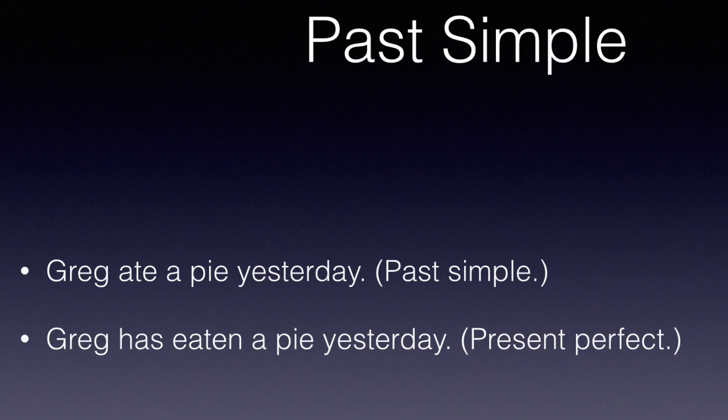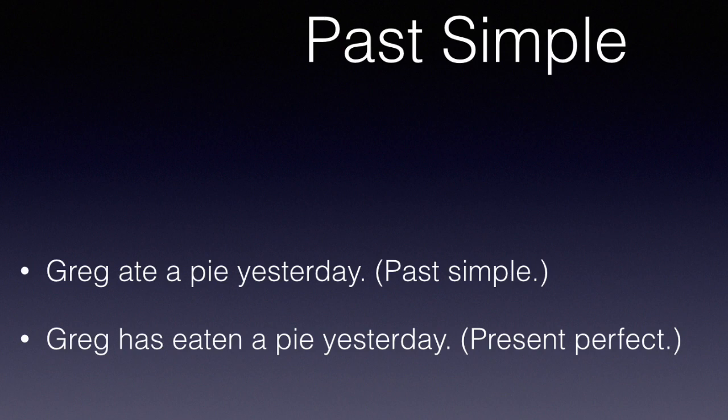Other expressions used in the same way as yesterday could include, for instance, last week, last year, 10 years ago, when he was 15. So Greg ate a pie when he was 15. The second sentence here is not possible. This is German style. I'm not going to talk about the present perfect in any detail today, as that's coming next week.